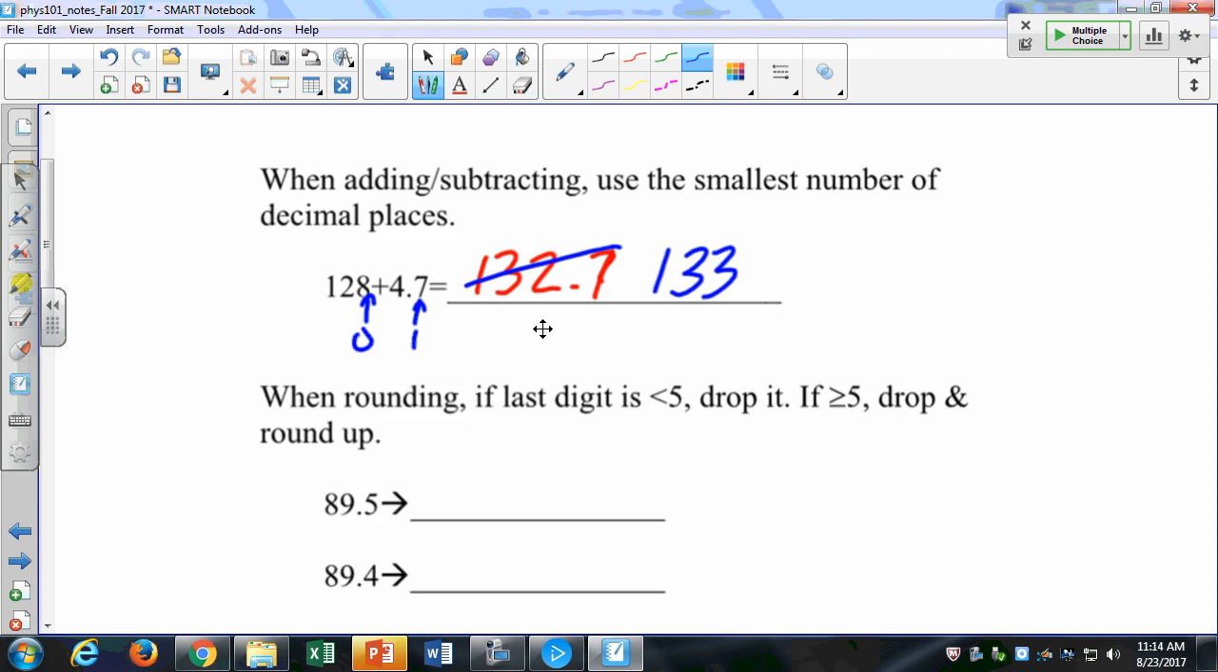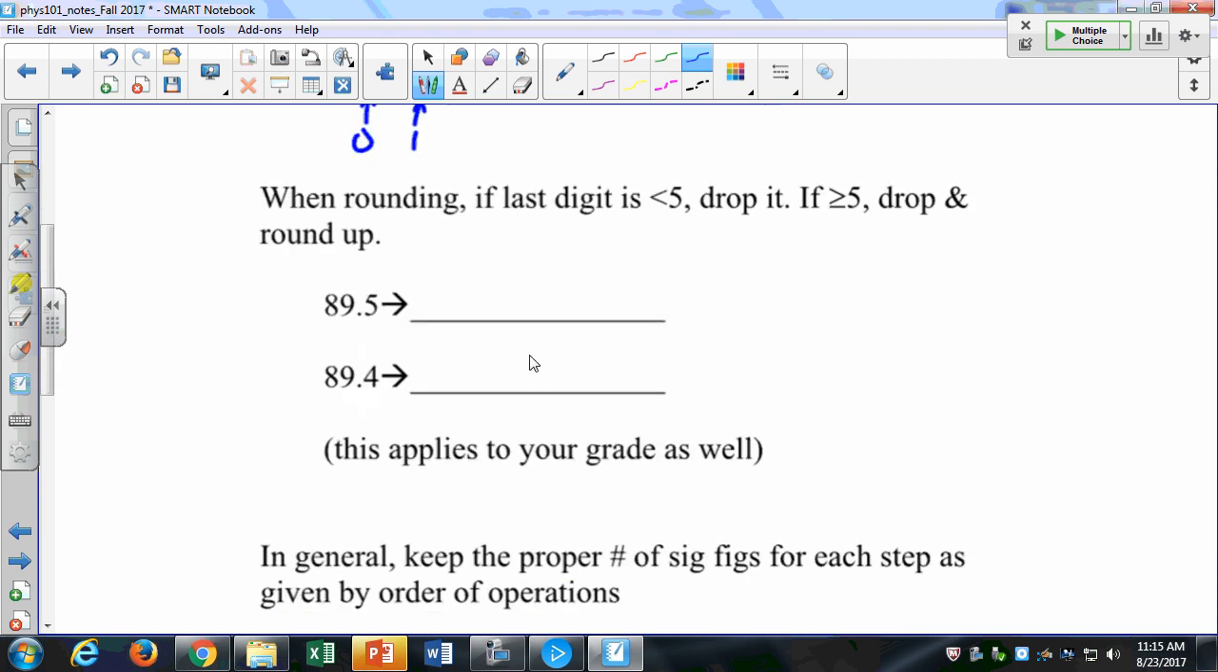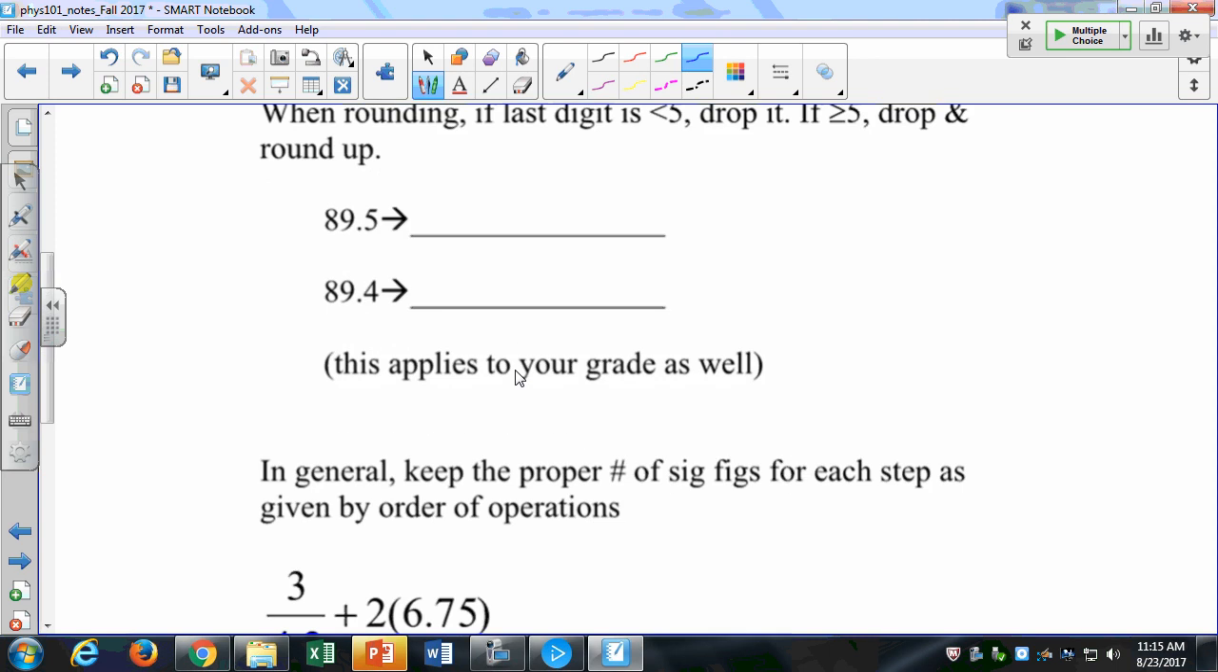And when rounding, and this is true for your grade too, if you have an 89.5, that's a 90. If you have an 89.4, that's an 89. And so this, for example, would be an A. And this, for example, would be a B. Okay? That's how I round.